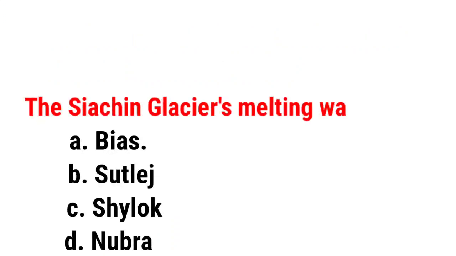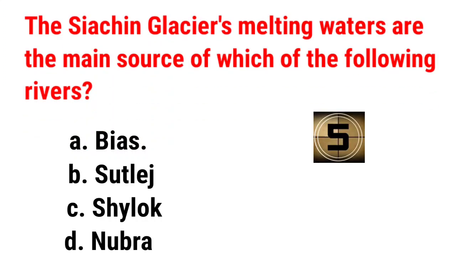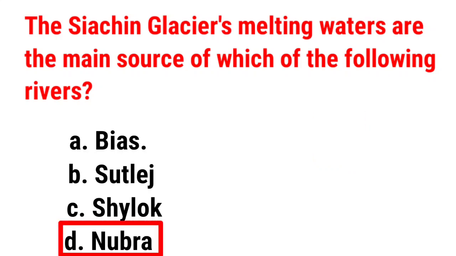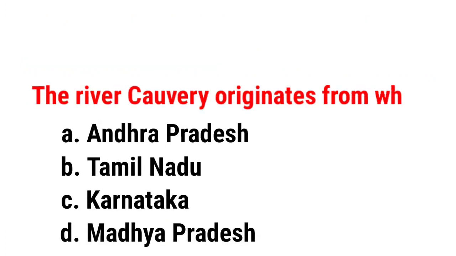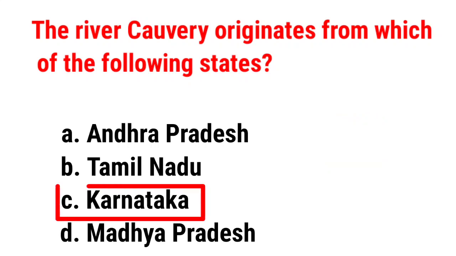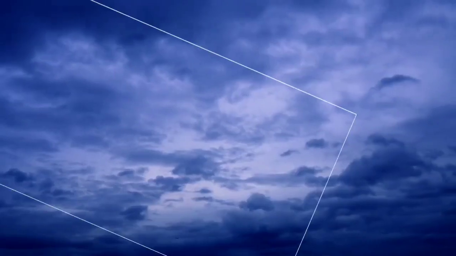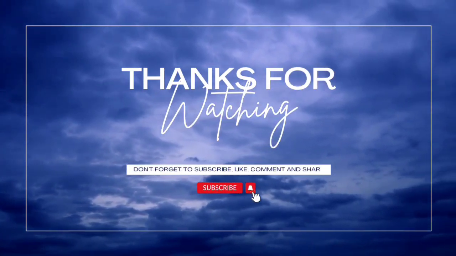The Siachen Glacier's melting waters are the main source of which of the following rivers? Correct answer is Nubra. The river Kaveri originates from which of the following states? Correct answer is Karnataka.